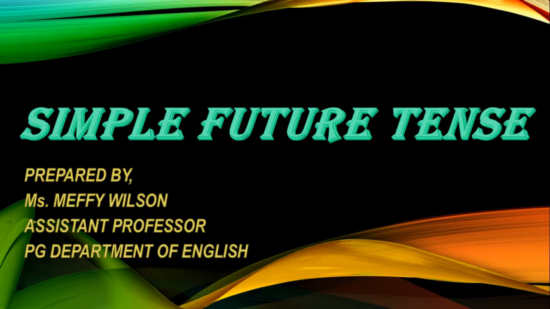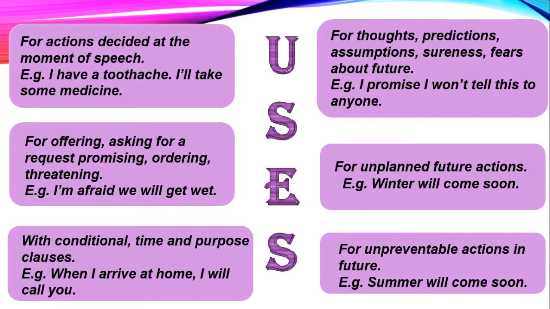Now we discuss simple future tense. We use simple future tense in different situations. First one, for actions decided at the moment of speech. For example, I have a toothache. I'll take some medicine. Here we are talking about an action, that is to take some medicine. At the moment of speech, we are talking about that action and we are going to do that. So here we are using simple future tense.